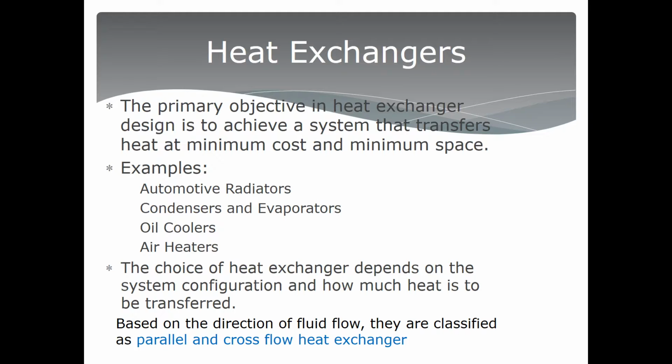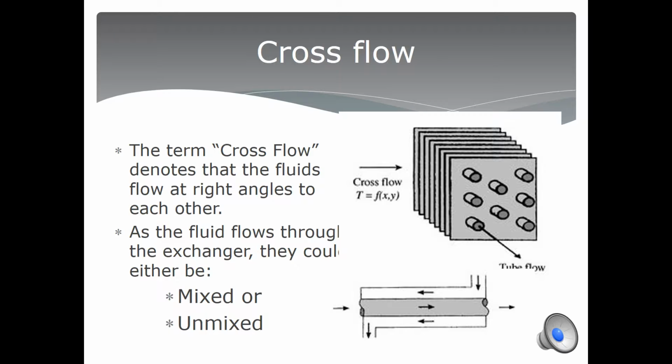The primary objective in heat exchanger design is to achieve a system that transfers heat at minimum cost and within a minimum space. So the following are examples of the applications of heat exchangers in the industry. Based on the direction of the fluid flow, heat exchangers could be classified as parallel or cross-flow heat exchangers. The term cross-flow denotes that the fluids flow at right angles to each other. As the fluids flow through the exchanger, they could be either mixed or unmixed.